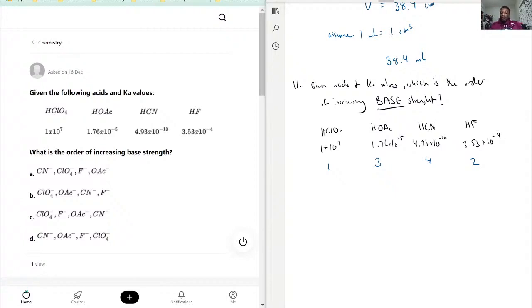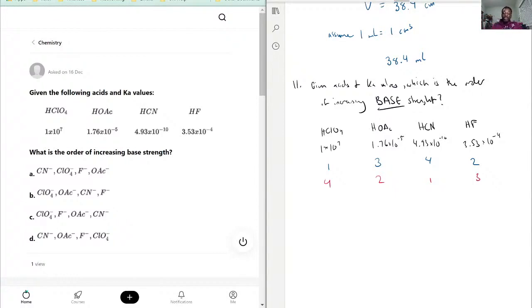But now, if we're going by base strength, if you're a strong acid, you're either not a base or a very weak base. So you'd be like the lowest base strength, okay? So with that being said, if we were to organize this now by the strongest base, it would be the lowest acid. So it would be 1, 2, 3, 4. Because HClO4 is such a strong acid, it would be the weakest base.